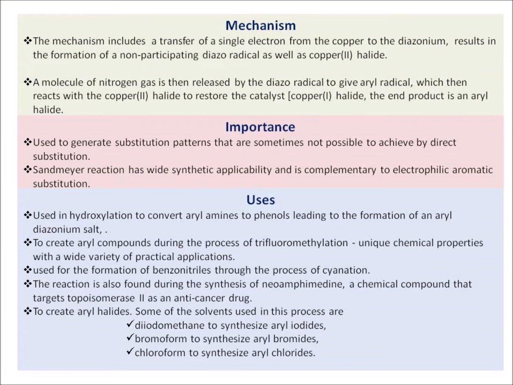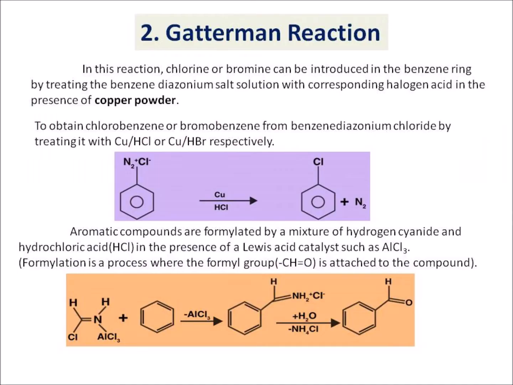To create aryl compounds during the process of trifluoromethylation, with unique chemical properties and a wide variety of practical applications. Used for the formation of benzonitrile through the process of cyanation. The reaction is also found during the synthesis of neoamphetamine, a chemical compound that targets topoisomerase 2 as an anti-cancer drug. To create aryl halides, some of the solvents used in this process are diiodomethane to synthesize aryl iodides, bromoform to synthesize aryl bromides, and chloroform to synthesize aryl chlorides.